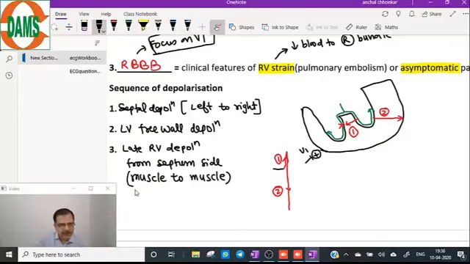So no doubt the right ventricle will also get depolarized, but not through the Purkinje fiber or specialized conducting tissue. It will take its impulse from the septal muscles. So it will be a muscle to muscle depolarization, which is relatively slower than the Purkinje fiber depolarization. So there will be, from the septum, dotted, this represents right ventricle depolarization. The third event will be there. It will be a late event, not simultaneous with number two.